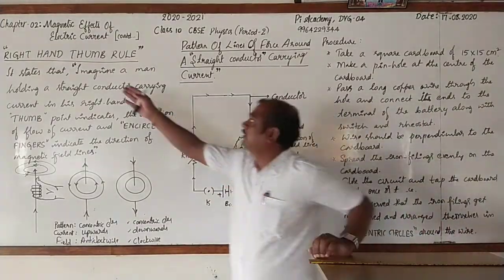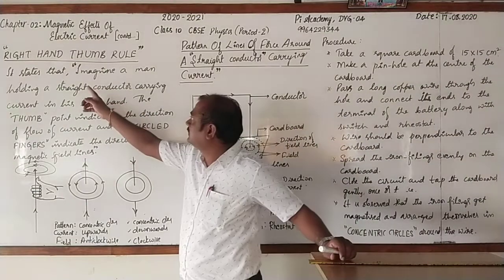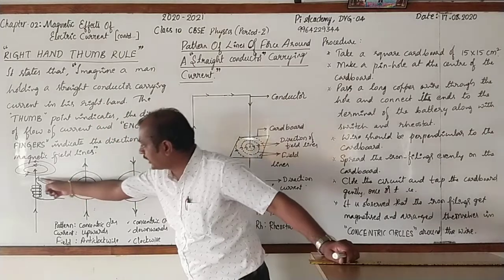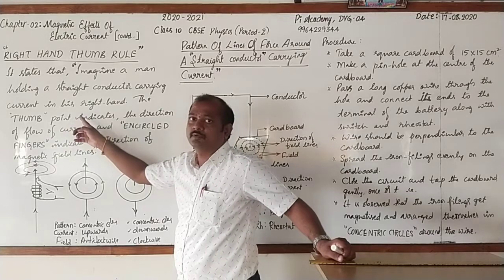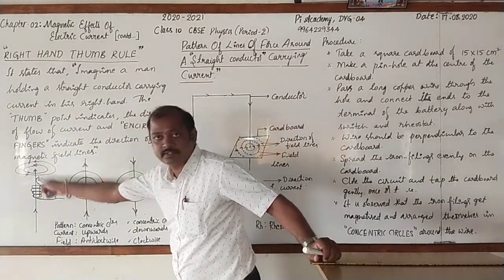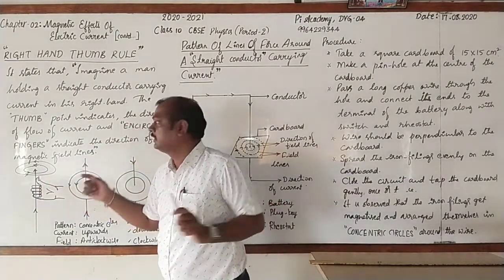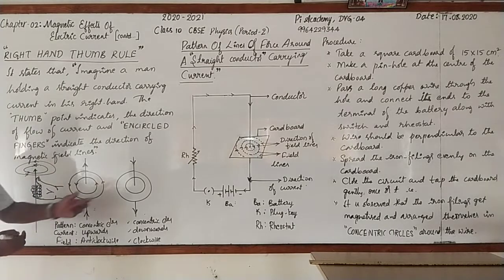Observe. Here I have written the statement of right hand thumb rule. It states that imagine a man holding a straight conductor carrying current in his right hand. His thumb points indicate the direction of flow of current. See that. And encircled fingers indicate the direction of magnetic field lines. Here I am showing the direction. Anti-clockwise in this.